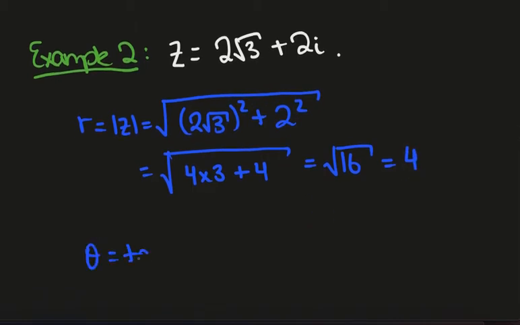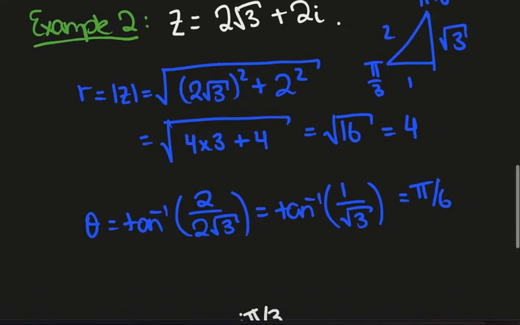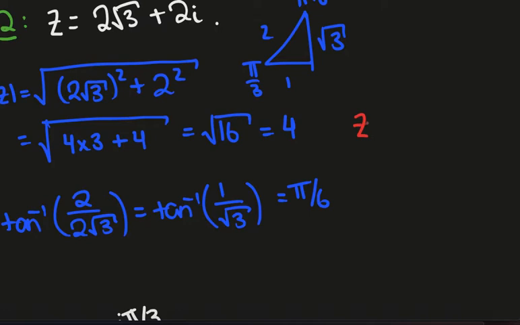Now the argument is arctan of 2 over 2 root 3, which is arctan of 1 over root 3. And if we want to figure out what arctan is, we draw our triangle. We go 1, 2, root 3, pi on 3, pi on 6. And so opposite over adjacent, this is pi on 6. And so in polar form, we have that z is 4 e to the i pi on 6.